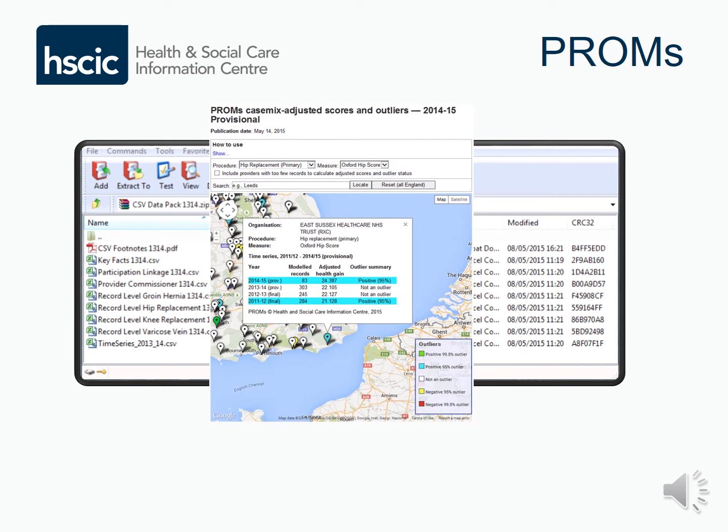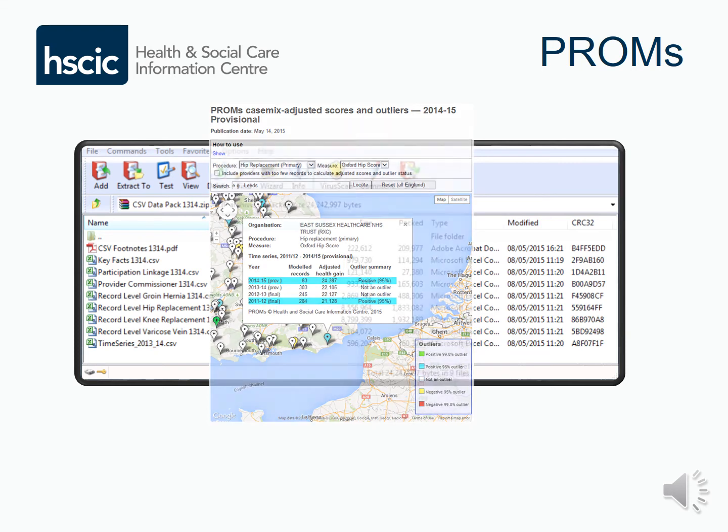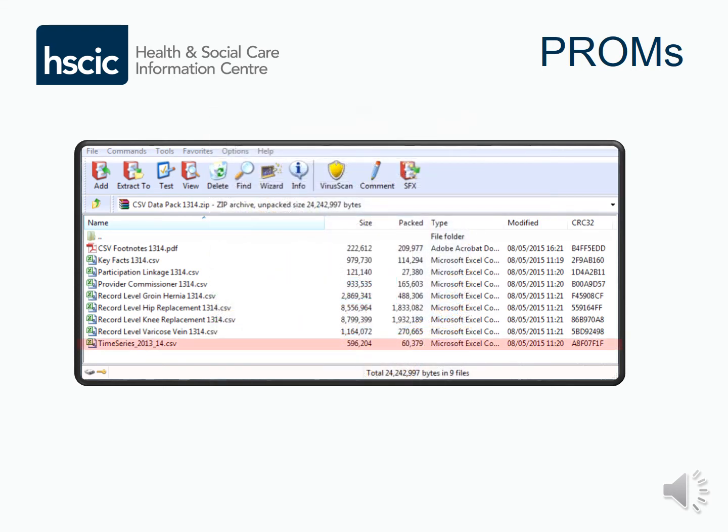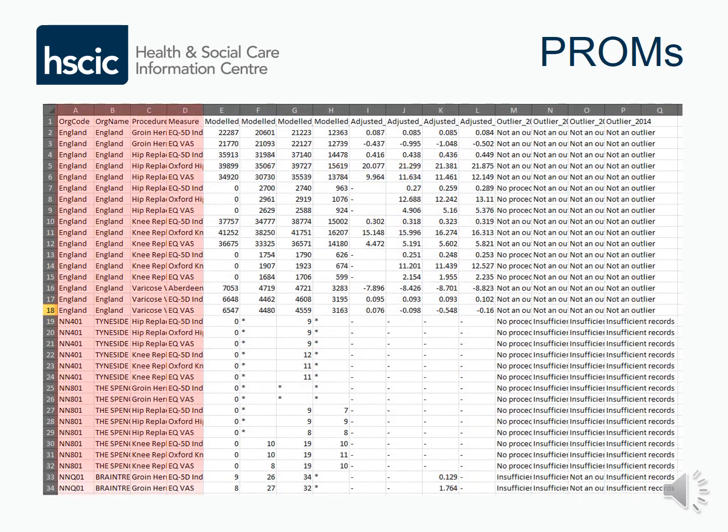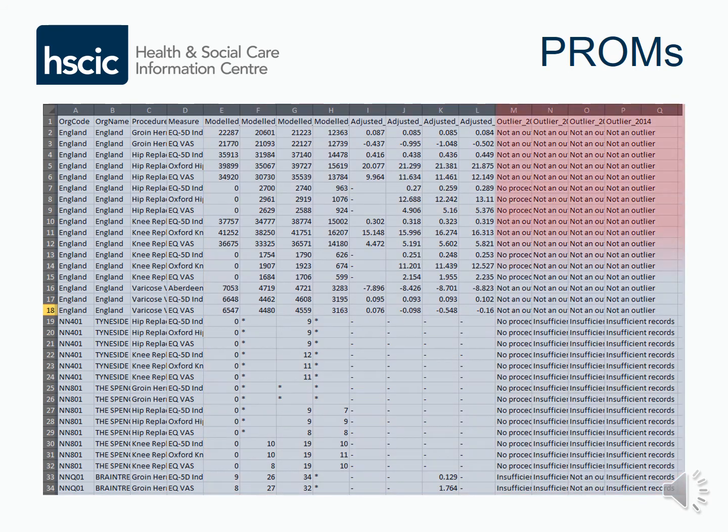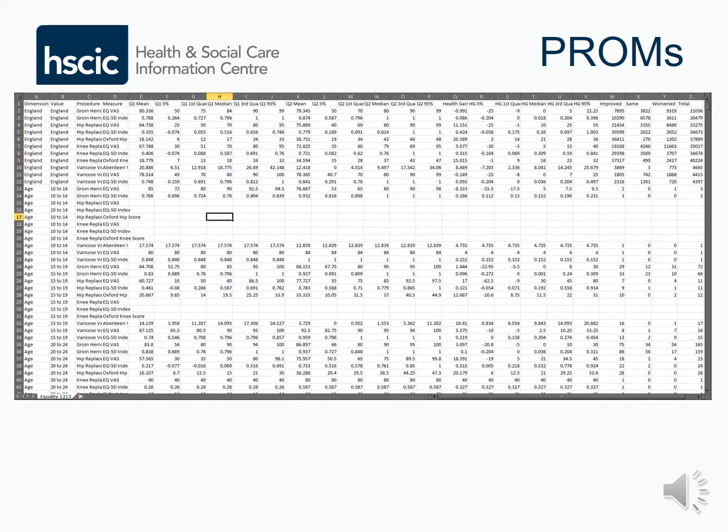Now, if you've seen our Google Maps tool, you'll have seen that the data for each trust displays a time series showing how the trust scores compare to the England average over time. The CSV Datapack also contains time series data, split by procedure, measure and organisation, and shows the number of modelled records, the adjusted health gain score, and whether or not the organisation was a statistical outlier for the last few years.